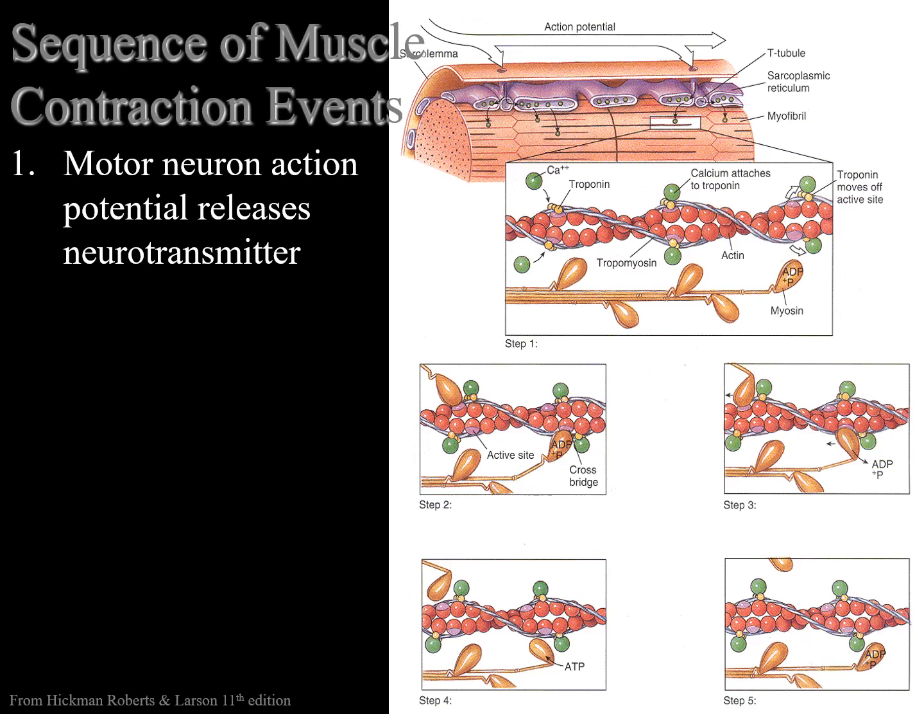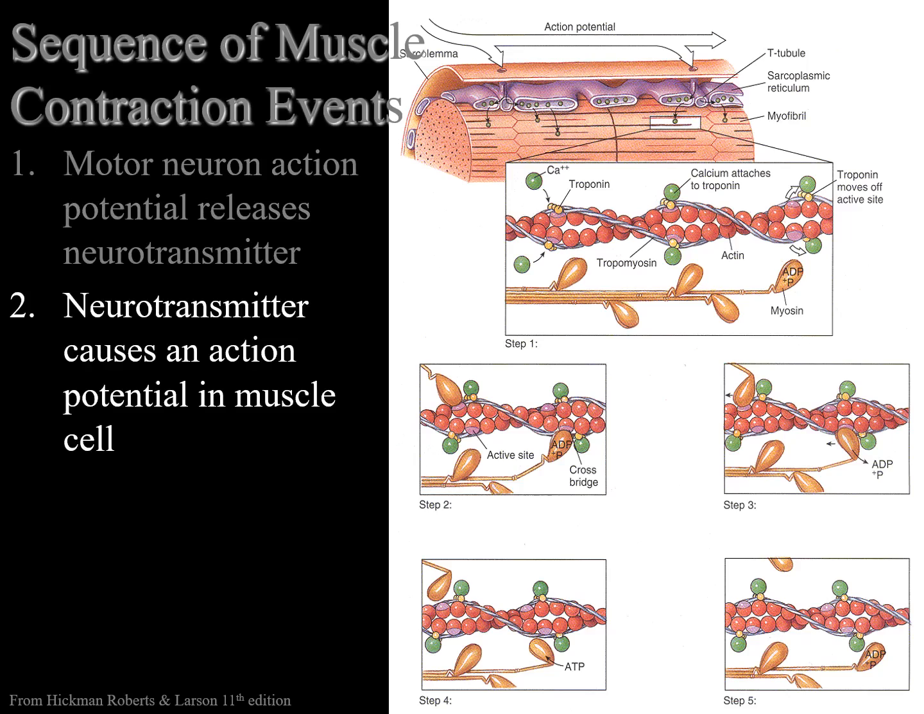Now we're going to make the muscle contract. So you get an action potential from a motor neuron that reaches the muscle, and there's a little space between the end of that motor neuron and the muscle, and that space is called a synapse, and there's a chemical that gets released into that synapse called a neurotransmitter that sends the signal from the neuron to the muscle. So the neurotransmitter is released, gets into the muscle cell. The neurotransmitter causes an action potential in the muscle cell itself.